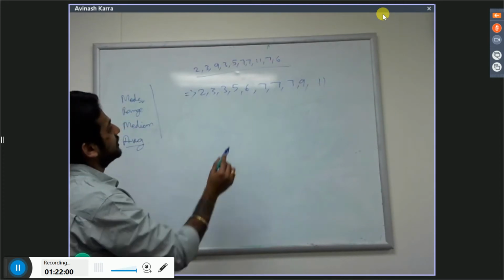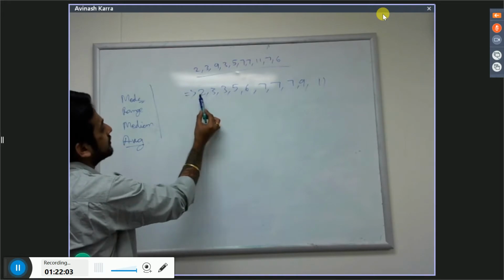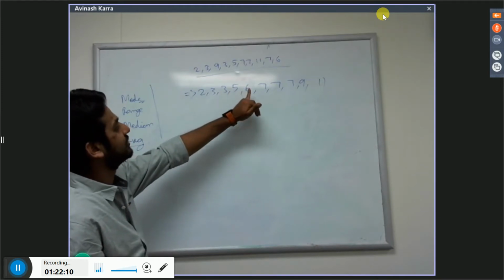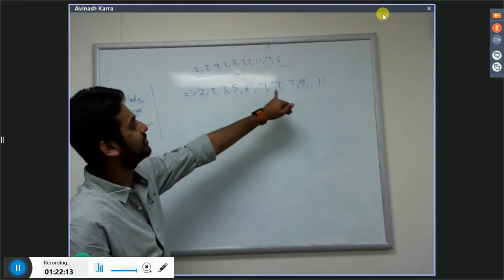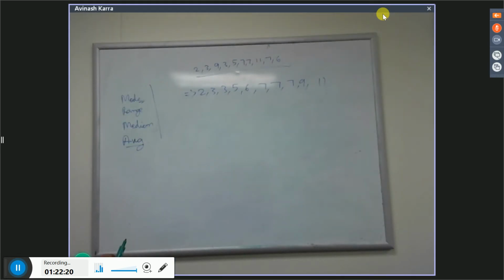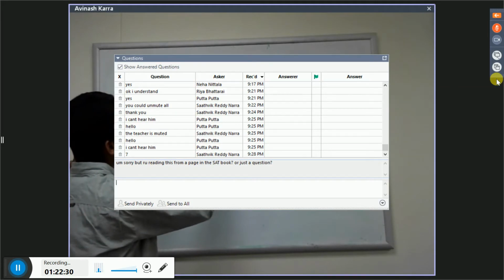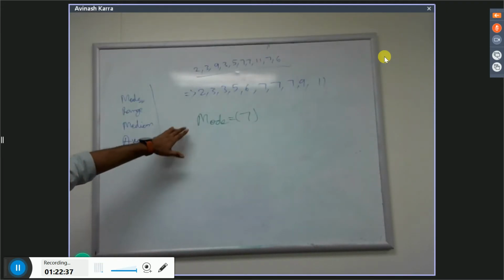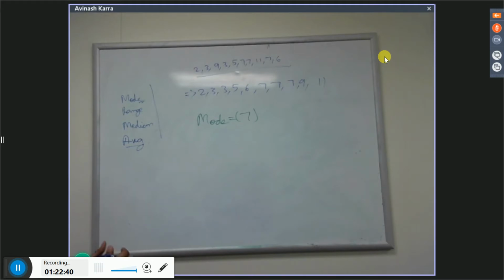Mode is nothing but, if you see, how many times 2 appears? Only once, right? How many times 3 appears? Twice. How many times 5 appears? Once. 6, once. 7, 3 times. 9, once. 11, once. So, which is the number which appeared for more number of times? 7. So, mode is equal to 7. Perfect. Mode is the number or the value which appeared for more number of times in the sequence. Clear?